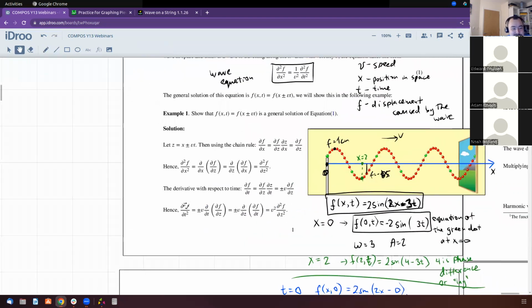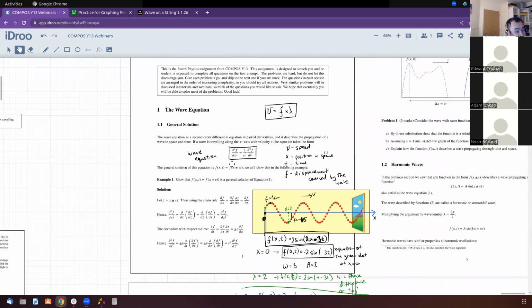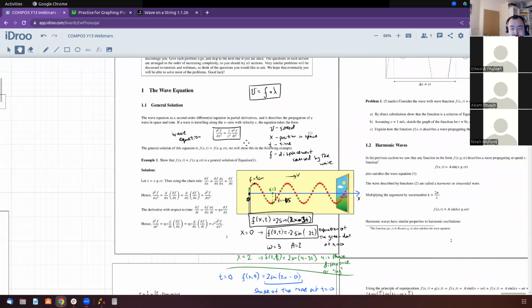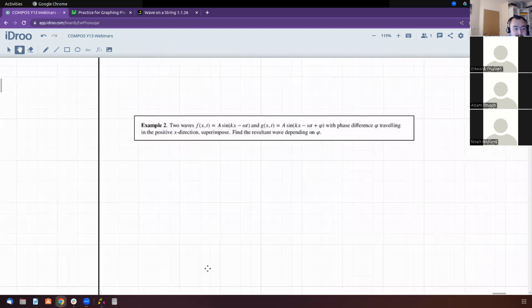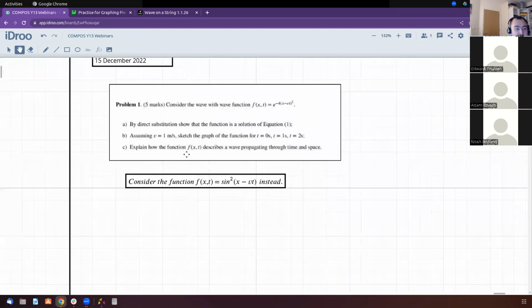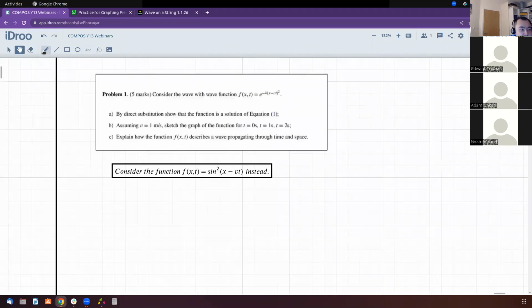Right, so back to the differential equation. So let's try to work it out. Consider the wave function. So in the assignment, I will ask you to consider this function. Today, we're going to look at a somewhat similar function instead. Consider the function. By direct substitution, show that the function is a solution of the equation.